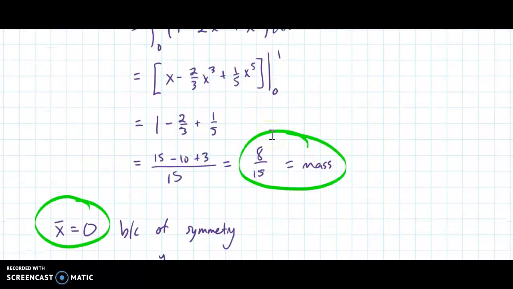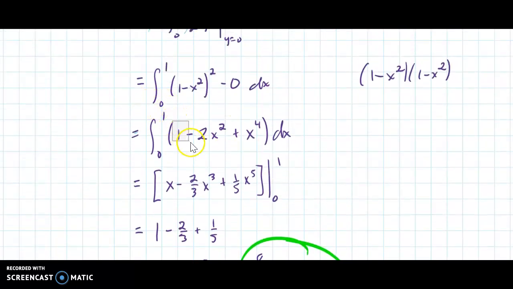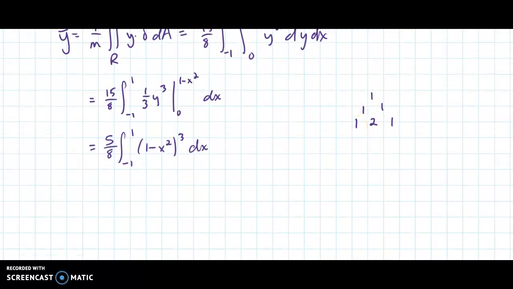Notice 1, 2, 1 matches the coefficients here, 1, 2, and 1. And that came from squaring. So the same thing works with the next row. 1, 3, 3, 1. Those will match the coefficients of this thing cubed. So I get 5 over 8 integral -1 to 1. Oh, I should point out, if I had an x there, I could do some u sub, and this would be a lot easier. But I don't, so we need to FOIL this out, or expand this polynomial.